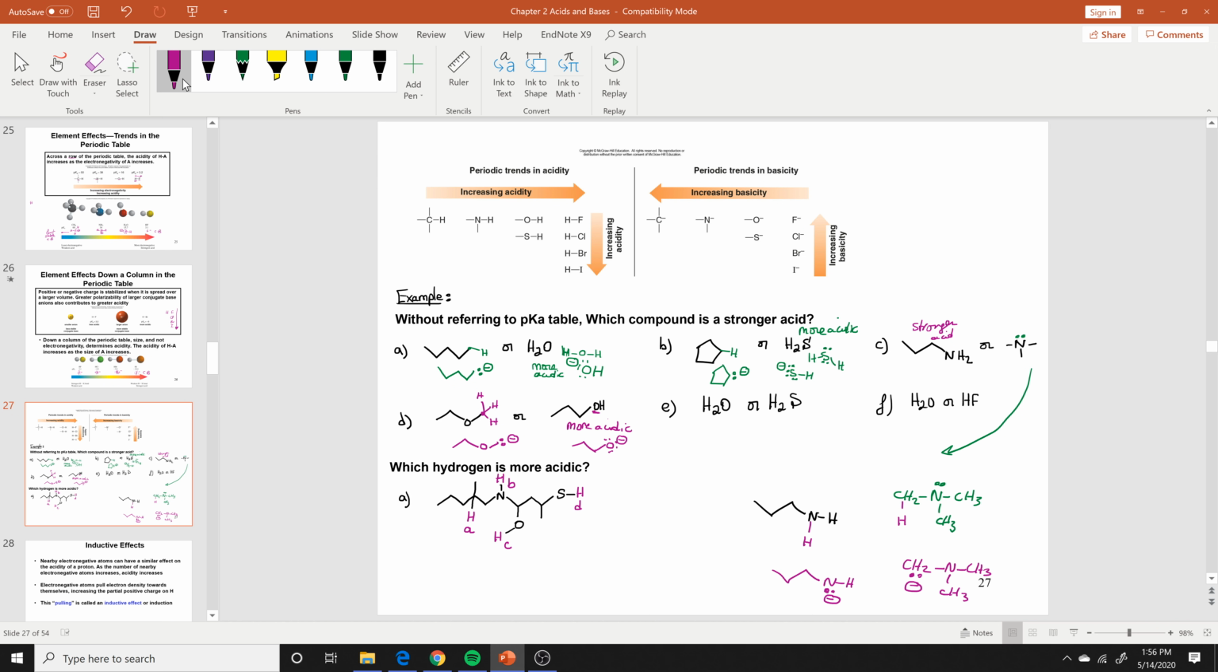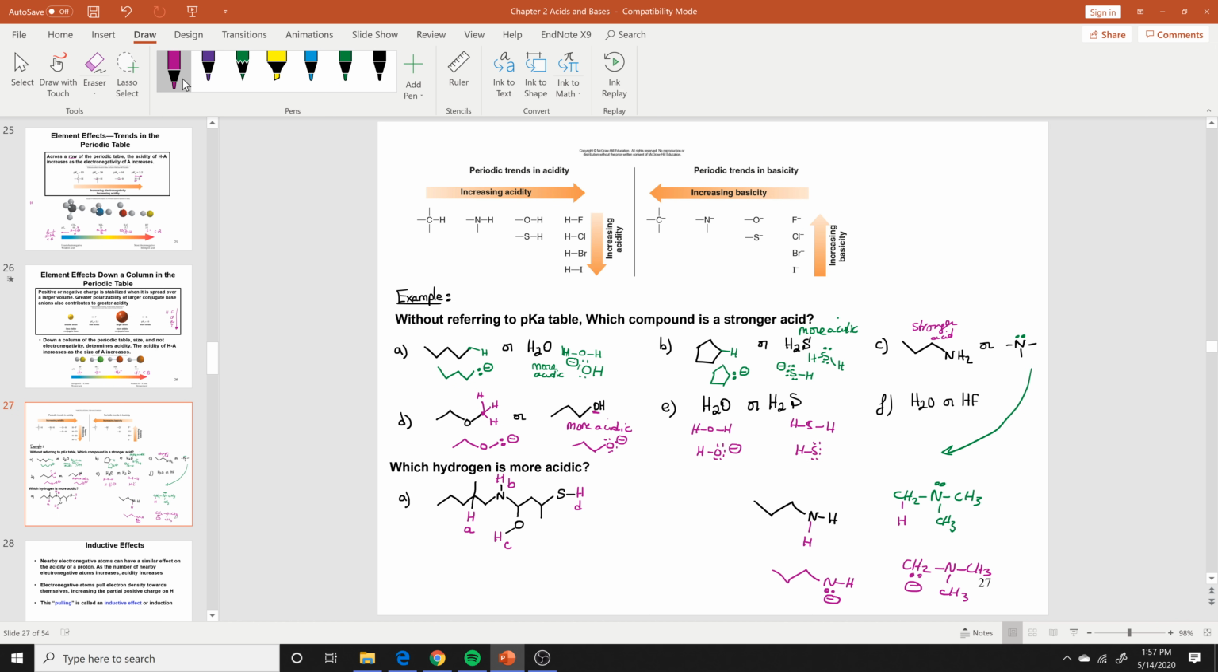Between H2O and H2S, let's go ahead and draw the Lewis structure in here to see where the hydrogen is connected to. Here you go. Go ahead and do the conjugate base for each one. So you have the HO negative, you have the HS negative.